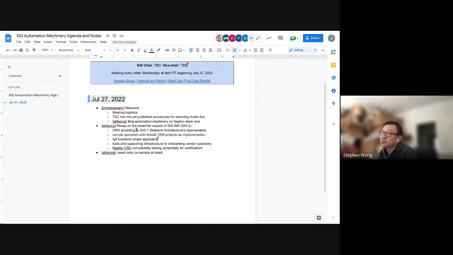Yeah. So that's actually more the next bullet point. I'm working on pulling the seed code, if you call it seed code, but at least a sample to get started.